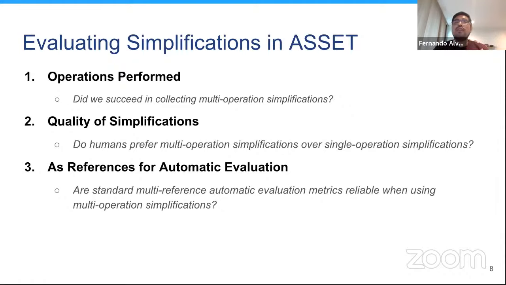Then the quality of these multi-operation simplifications, in particular, whether humans prefer these simplifications where multiple operations were applied versus those where only one operation was applied. And then, since we're going to be using them for automatic evaluation, we wanted to see how the metrics behave when using our simplifications as references.